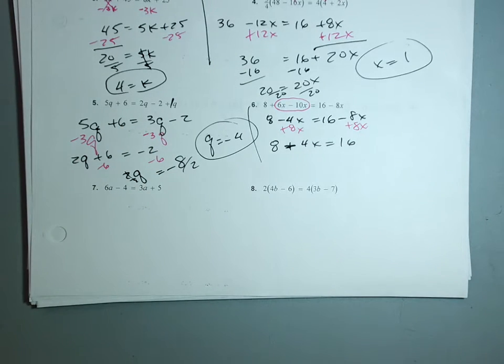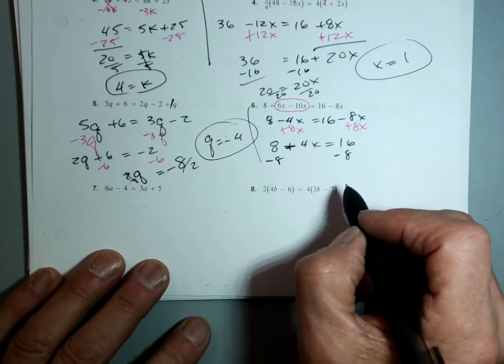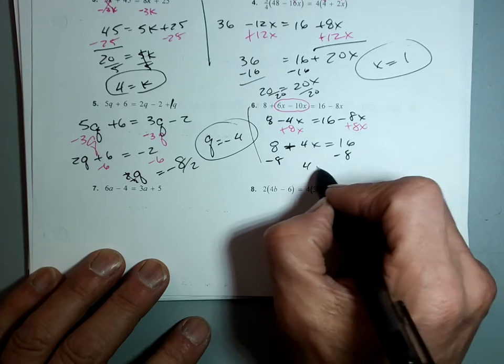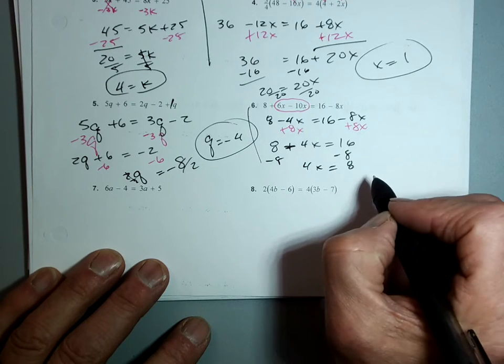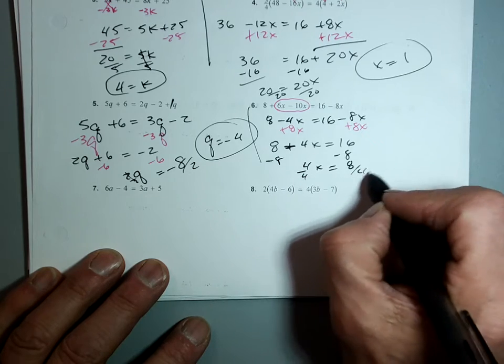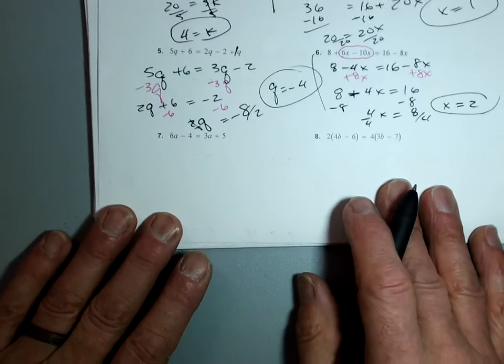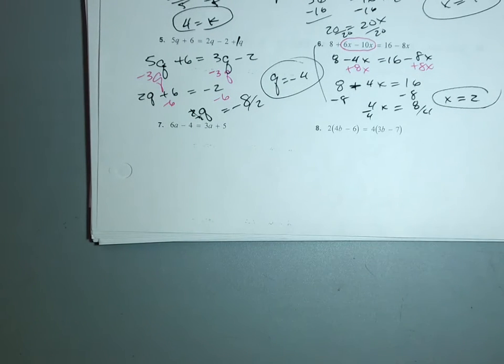Okay. I'm going to go minus 8, minus 8. I'm going to get a 4x equals 8. Divide by 4, divide by 4. x equals 2. Now, let's pause. You guys do 7.